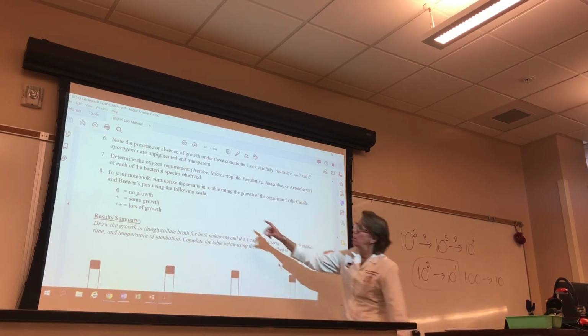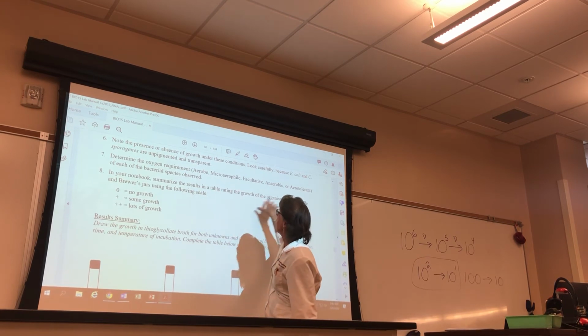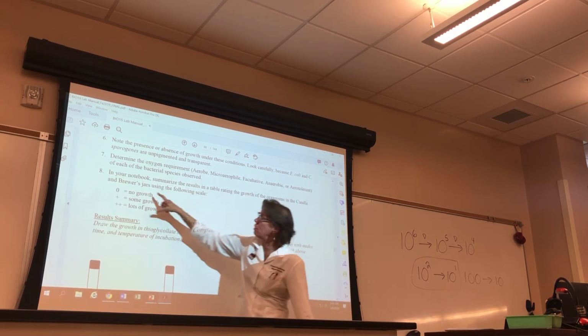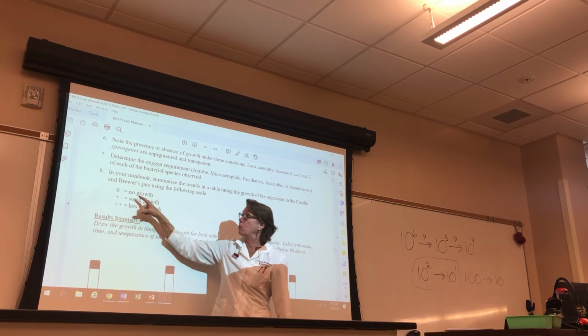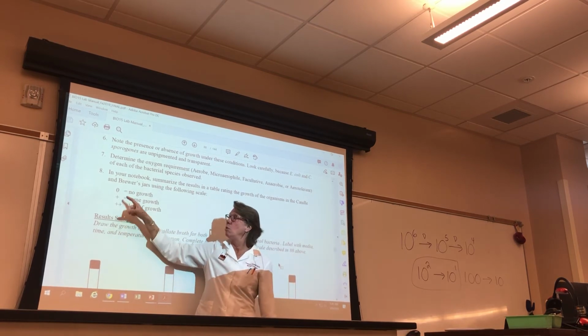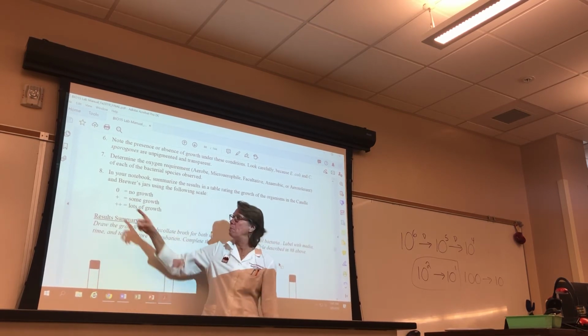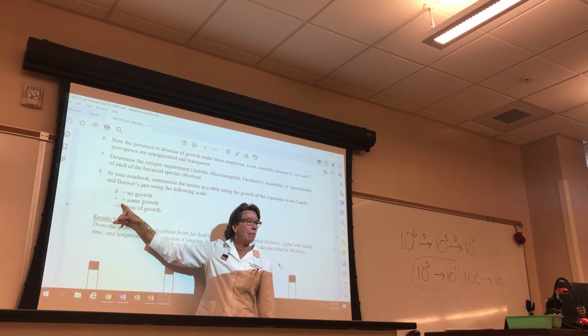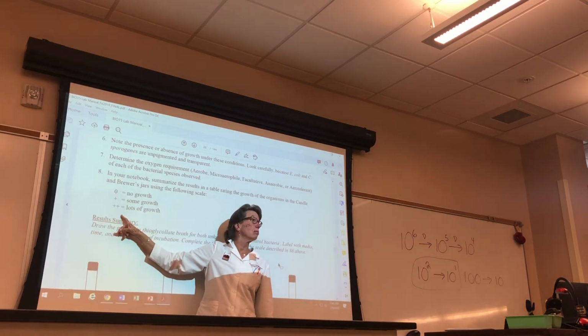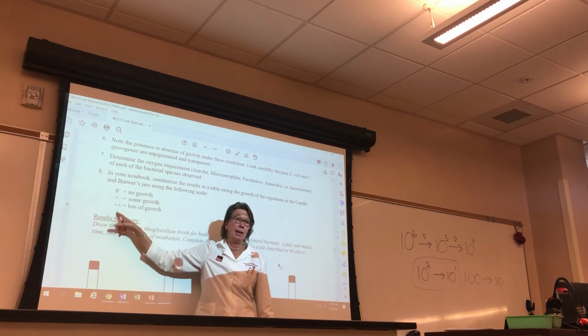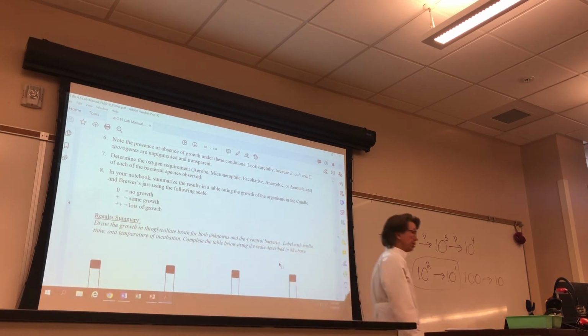The bottom line is you're going to indicate right here. It says summarize the results of the table, the growth of the organisms in the candle and Brewer jar, using the following scale. So in the table, you're not going to draw the tubes. You're just going to put no growth, some growth, or lots of growth. See this little key here, that's what you're going to use for that.